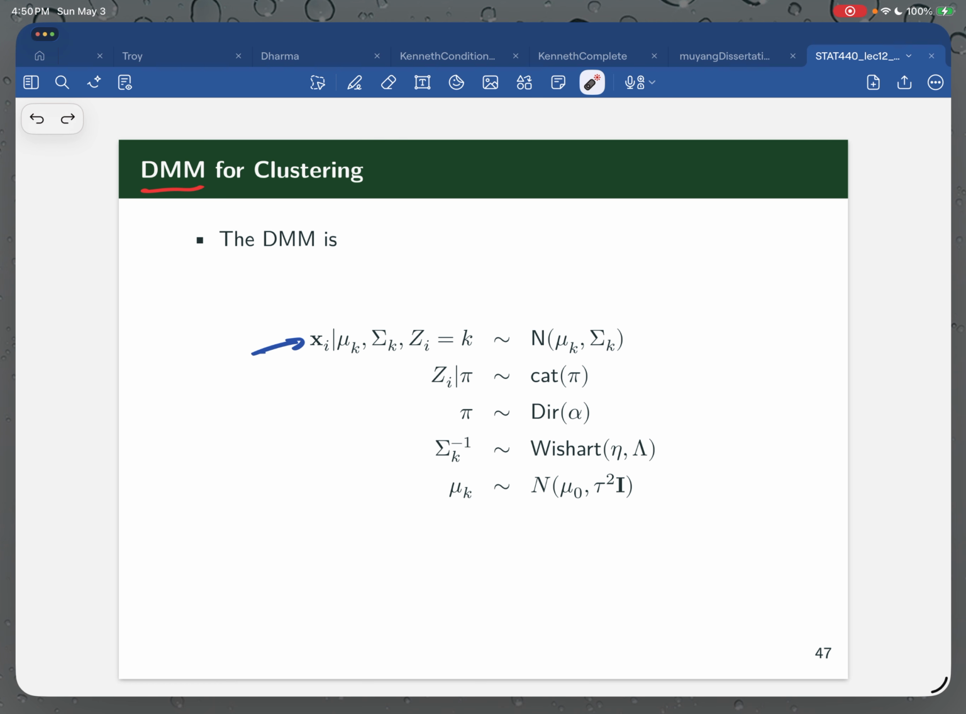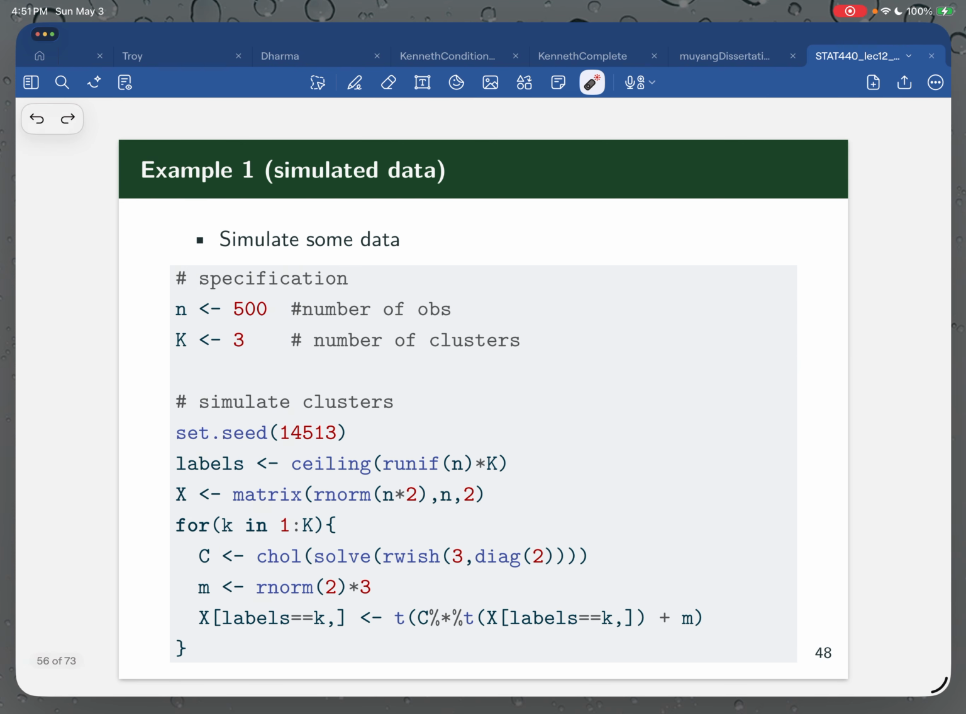Here is our categorical from before. So this just says, given a vector of pi's, a vector of probabilities of being in each category, this allows you to draw from that vector of probabilities. We had a Dirichlet prior on the probabilities. Here is that Wishart prior. And what the Wishart prior is going to do is allow this sigma to change and to basically be learned from the data. Then here is our normal prior on our mean.